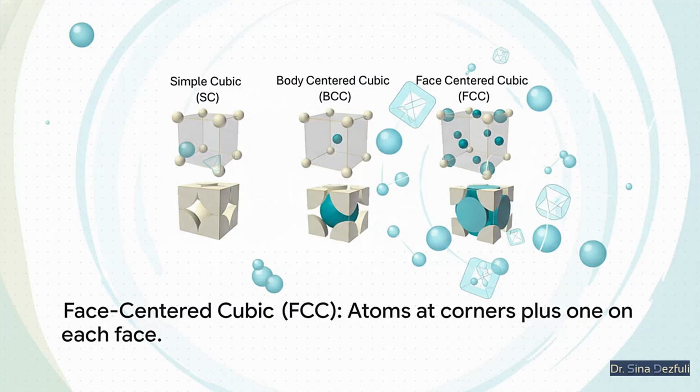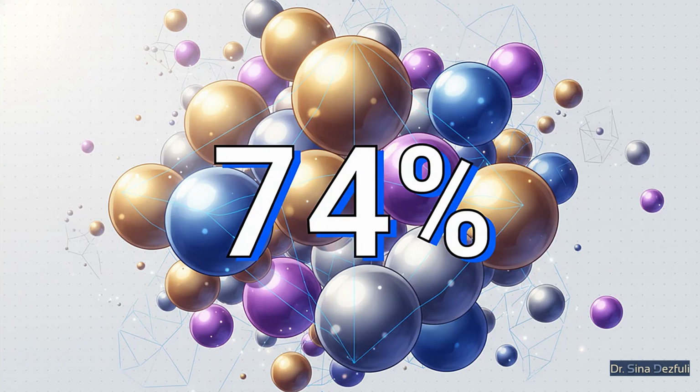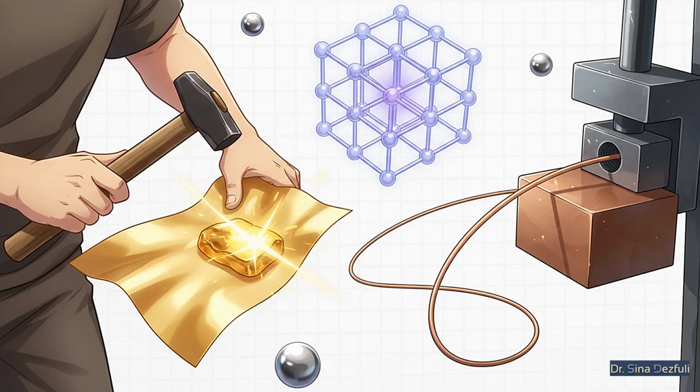And finally, we've got the face-centered cubic, or FCC. Just like the others, it starts with atoms at the 8 corners, but this time it adds an extra atom to the center of each of the cube's 6 faces. Now, this setup is incredibly efficient. The FCC structure hits a packing efficiency of 74%, which is actually the densest possible way you can pack spheres of the same size. There is almost no wasted space at all. And all that super tight packing leads to a really unique set of properties. Materials with an FCC structure, we're talking about things like gold, aluminum, and copper, are highly ductile and malleable. That just means they can be easily drawn into thin wires or hammered into sheets without breaking.